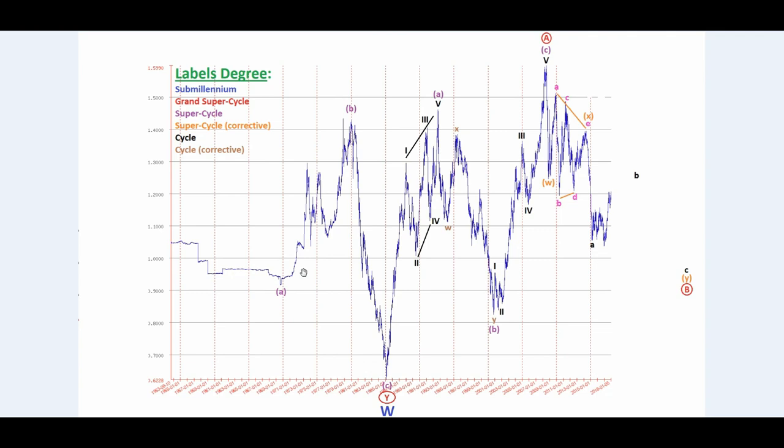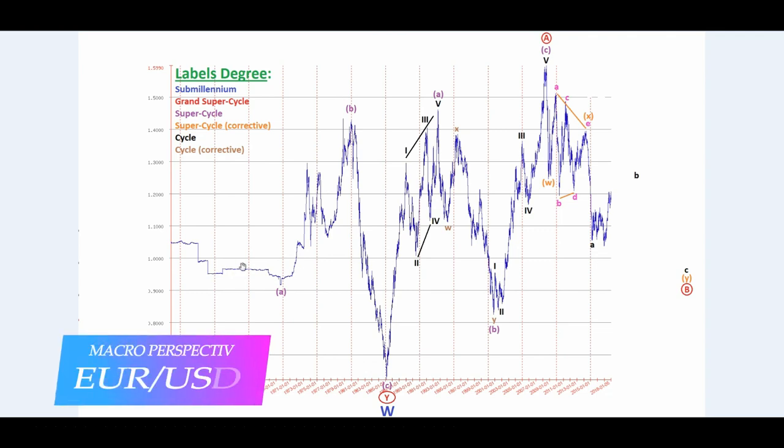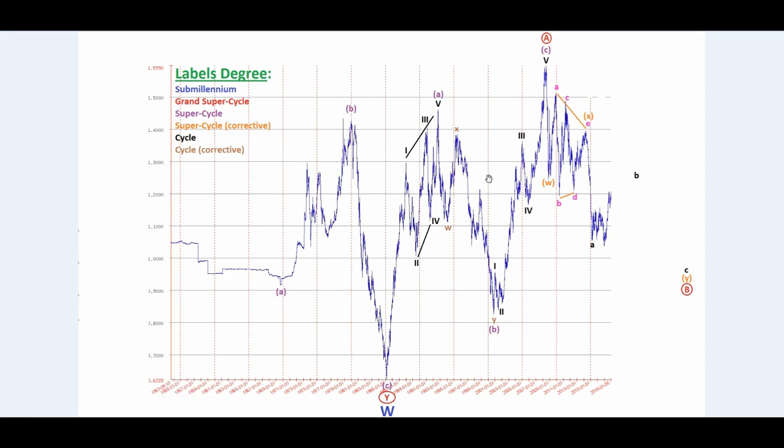Euro dollar's macro perspective tells me that we are basically still correcting. We are still in correction mode. The market is preparing to shift and to complete these very complicated patterns, which we can actually see on multiple charts. So the euro dollar, this is the macro perspective.